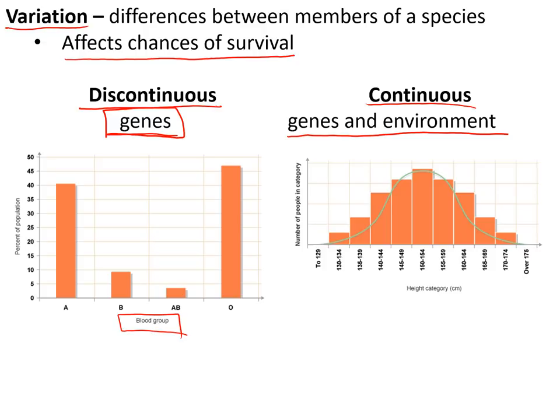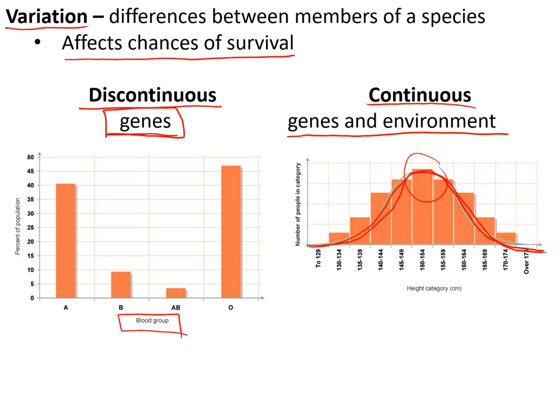And we can see that on a graph here. This is for height. And you can see that with this continuous variation, you get more people of an average height in the middle, and fewer people on each side. And so you get what's called a bell curve or a normal distribution. Continuous variation is affected by both genes and the environment.